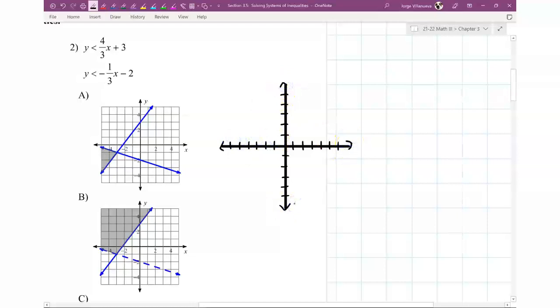All right, so I'll label 2 axes. 1, 2, 3, 4, 5, 6. 1, 2, 3, 4, 5. And remember, my 2 equations are y less than 4/3 x plus 3, and then y less than negative 1/3 x minus 2.